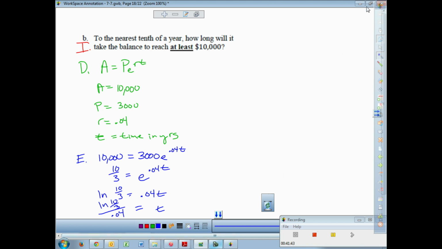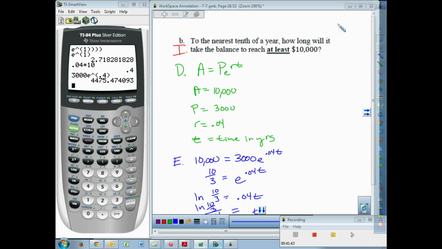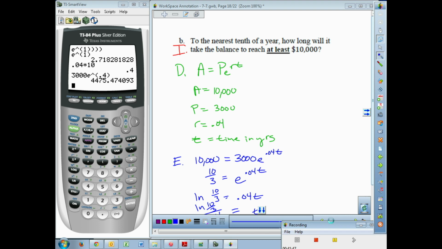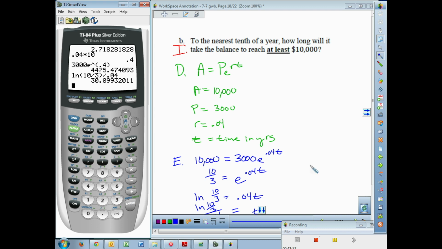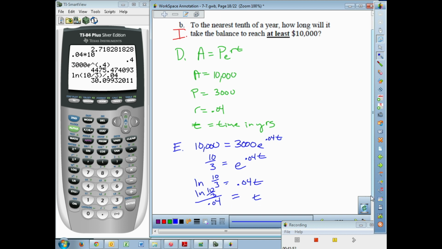This is going to be interesting. Natural log of 10/3, close that argument, divided by 0.04. Do they say round to the nearest tenth of a year? Yeah, up there, to the nearest tenth of a year. So what would you round to? 30 point what? 1. Now, you know what? That might not be good enough.